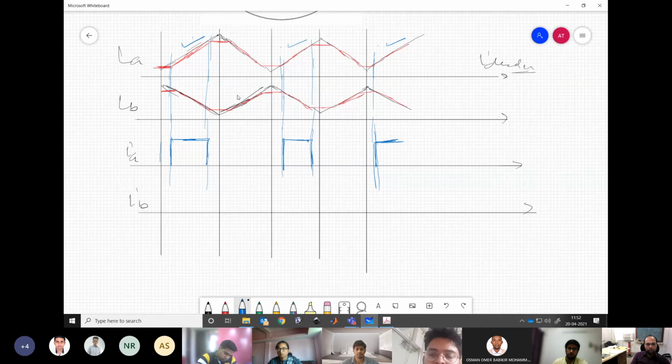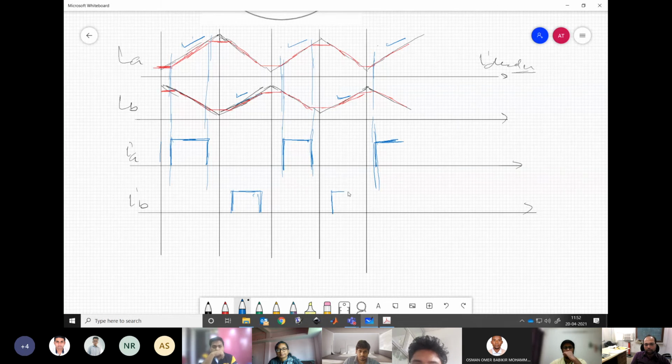For B, it will be during the other intervals. While A's inductance is increasing, the B coil inductance is reducing. We will not excite that coil, to have continuous torque generation in the same direction. We will excite only when B is also having a positive rate of change of inductance. So something like this. Understanding my point? Is that clear?